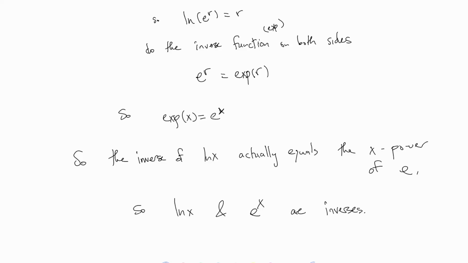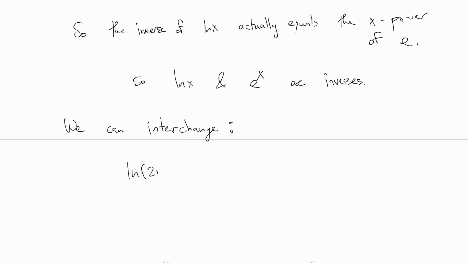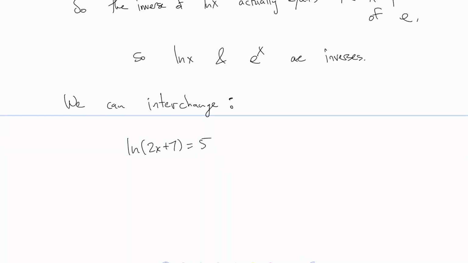So these are inverses. This is a useful fact, and it means that you can sort of go back and forth. You can write equations either as a logarithm or as an exponential function. So that means we can kind of interchange them. Not that they're the same. I wouldn't say interchangeable, but here's what I mean. For example, if I say ln of 2x plus 7 equals 5, this is just an equation. You might say this is a logarithmic equation because it has the log in there. Instead of using the log, we can write it using the exponential function.